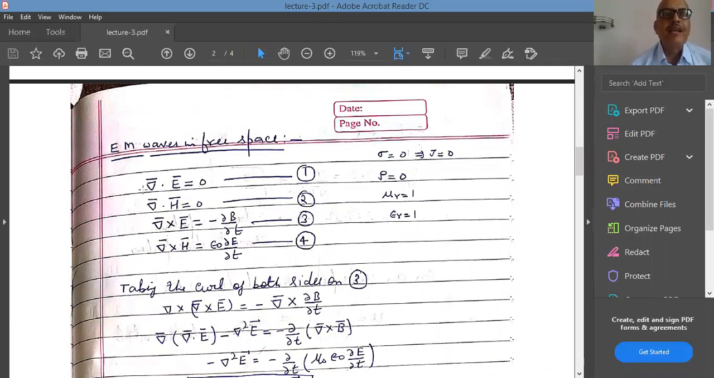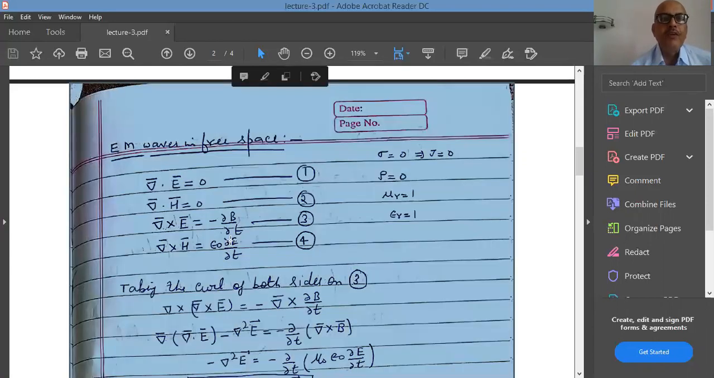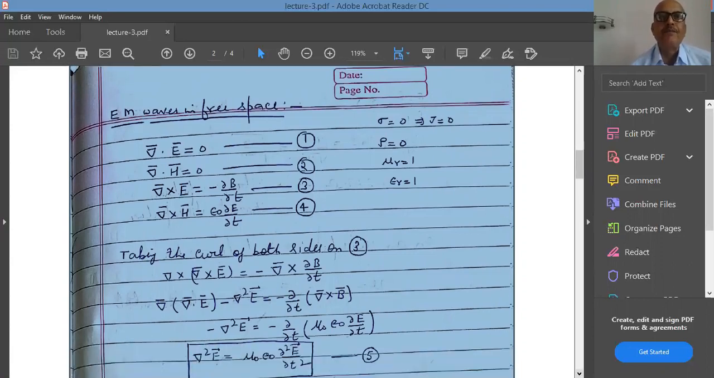So therefore we can write down the equations: divergence of E is equal to 0, divergence of H is equal to 0, curl of E is minus del B over del T, and curl of H is epsilon 0 del E over del T. Now if you take equation number 3 and take the curl of both sides, same thing you will be doing for equation number 4 also, but I am doing it for 3, and I will write down the equation for 4 that you can check at the end at your place.